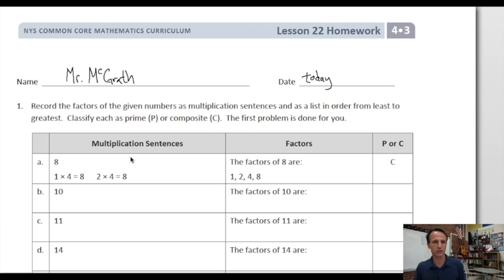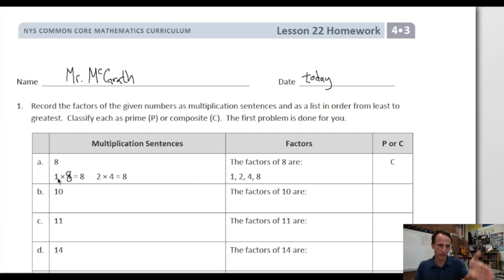The first problem is done for you, and when we look at it, we find a rarity here in Eureka Math land. They're telling us 8 is equal to 1 times 4, which we know it's not. I do this kind of thing all the time. We won't give our Eureka friends a hard time about it. We all do this, but really it should be 1 times 8 is 8, and 2 times 4 is 8.